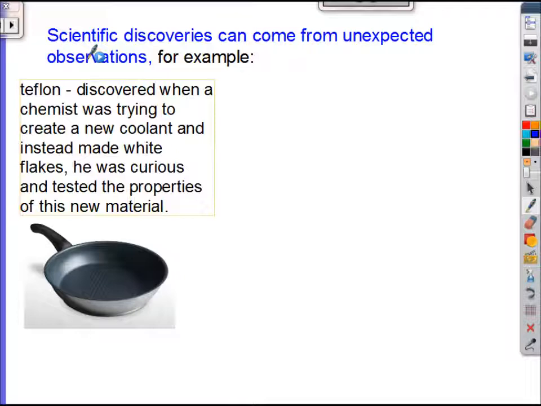He was trying to make something else. It turned into these white flakes. He was curious what they were, what kind of properties these have. He'd never seen them before. And he realized this incredible material that he made, and he was smart enough to say, hey, I'm going to investigate further what I just made. It's not a coolant, not a liquid or gas coolant, but it's something really neat, and he investigated that.